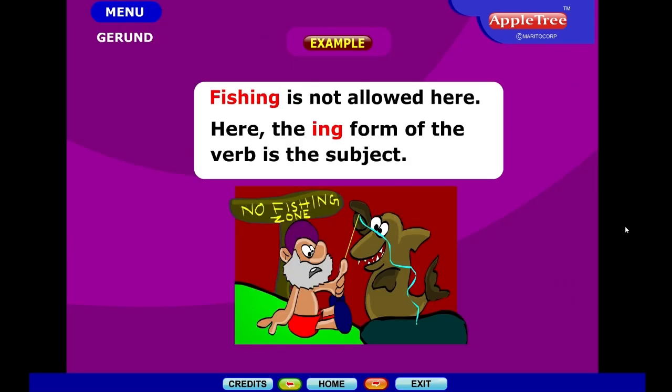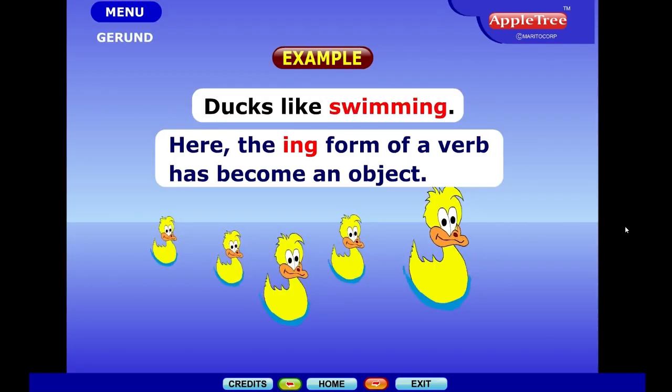Examples: Fishing is not allowed here. Here, the ing form of the verb is the subject. Ducks like swimming. Here, the ing form of a verb has become an object.